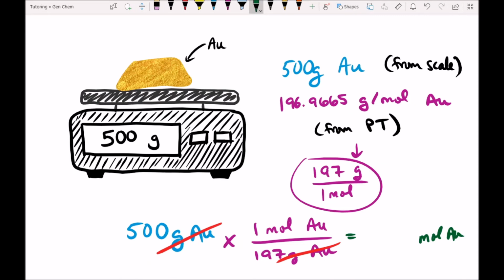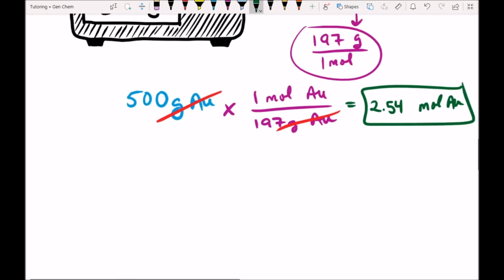Numerically, 500 divided by 197 is 2.54. So 500 grams from our balance and 197 grams per mole from our periodic table. 500 grams divided by 197 grams per mole is equal to 2.54 moles of gold.